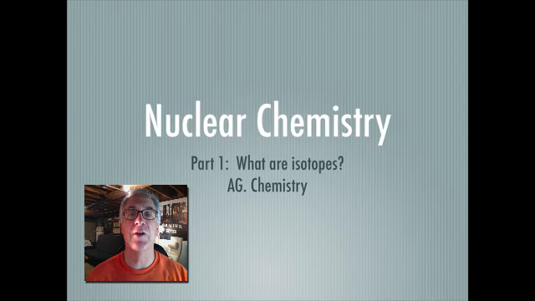Today's lesson is on isotopes. It's the first part of a three-part series on nuclear chemistry. Today we're going to define isotopes and take a look at how they're a lot like sheep, oddly enough.